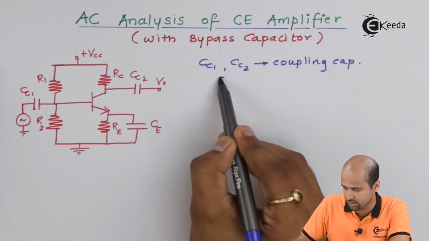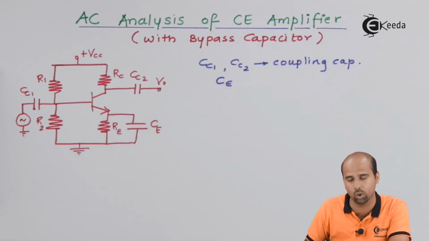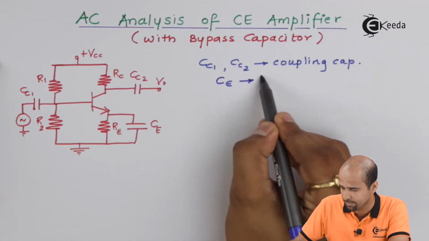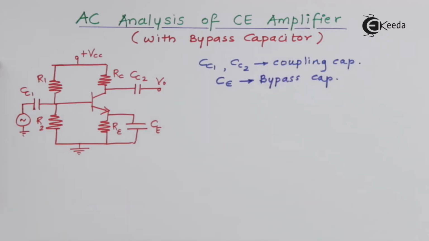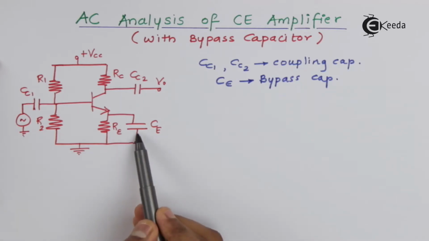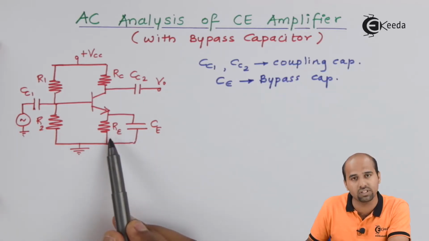CE is playing a major role over here. This is called the bypass capacitor. This bypass capacitor is basically important to enhance or reduce the gain parameter of the CE amplifier. This CE is placed exactly in parallel with resistance capital RE.